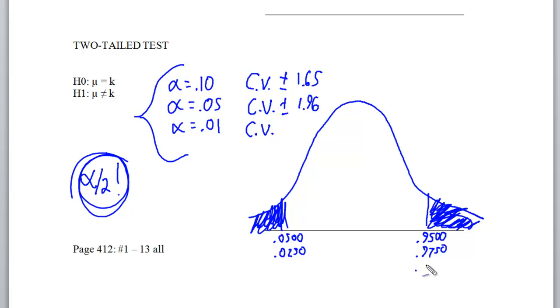Alright, you should be looking for not 99, you should be looking at 0.9950 and 0.0050, and that critical value is going to be plus or minus 2.58. Alright, great job with that.